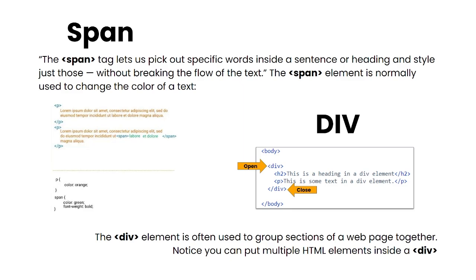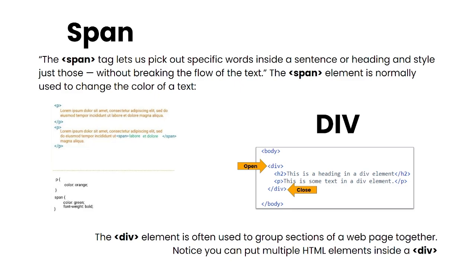We're going to talk about span and div. The span tag lets us pick out specific words inside a sentence or heading and style just those words without breaking the flow of the text. So for the most part, span is used to change the color of a text.